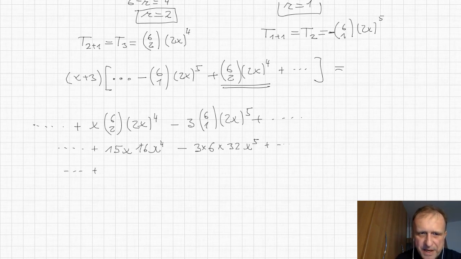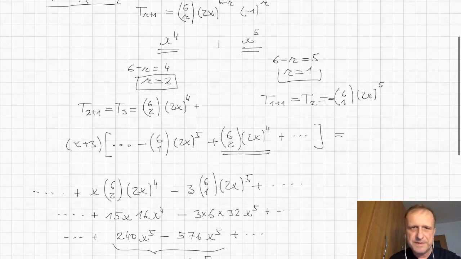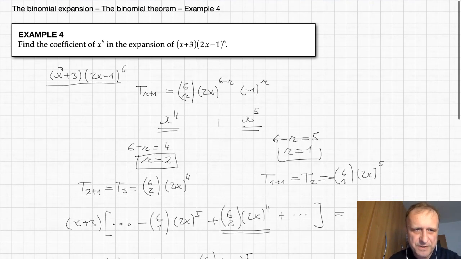Plus, now we have to multiply 15 times 16, and we get 240, altogether x to the power of 5, minus, and now we have to multiply 3 times 6 times 32 to get 576 x to the power of 5. And when this is put together, what you get is 240 minus 576, and you get minus 336 x to the power of 5.